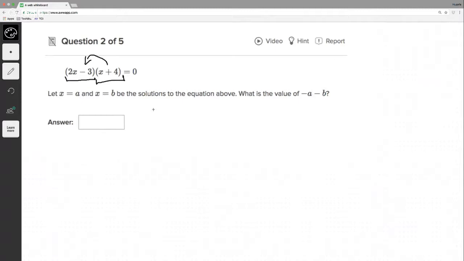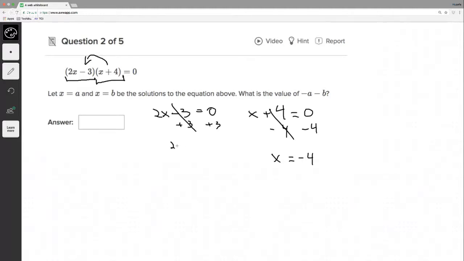So we set up two different equations again. 2x minus 3 equals 0, and then x plus 4 equals 0. This one's pretty quick. We subtract 4 from both sides, and we get x equals negative 4. So that might be our b value. Let's just pretend that, and it doesn't matter which one's which. Then for this one, let's add 3 to both sides. We get 2x equals 3, and then we divide both sides by 2, and we get x equals 3 over 2. So these are our two solutions.